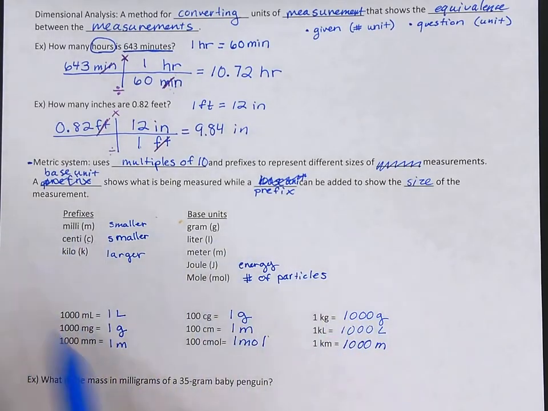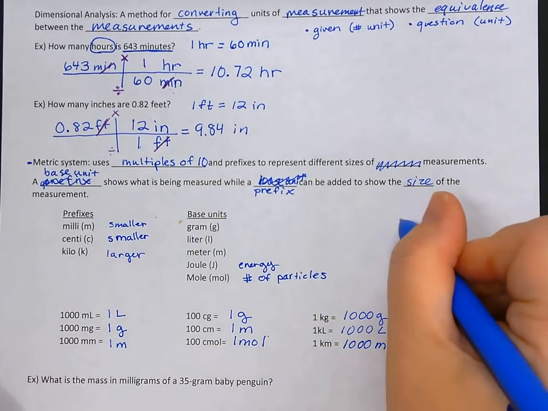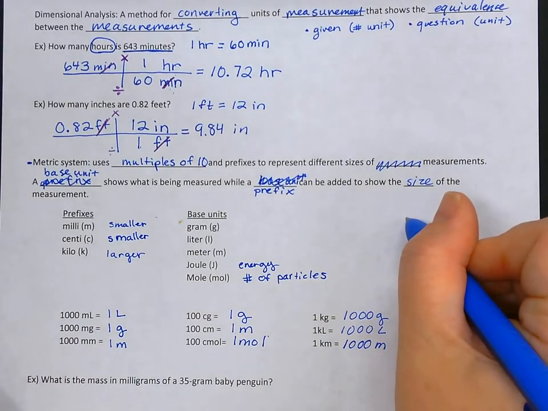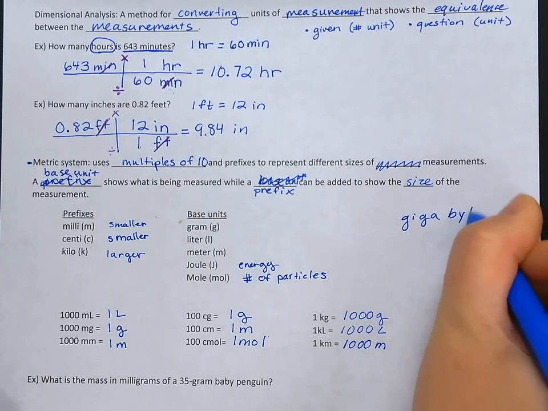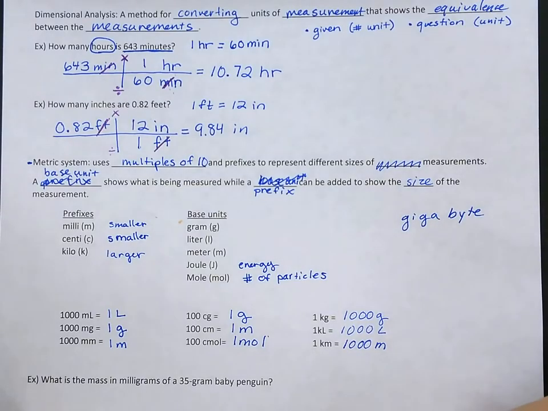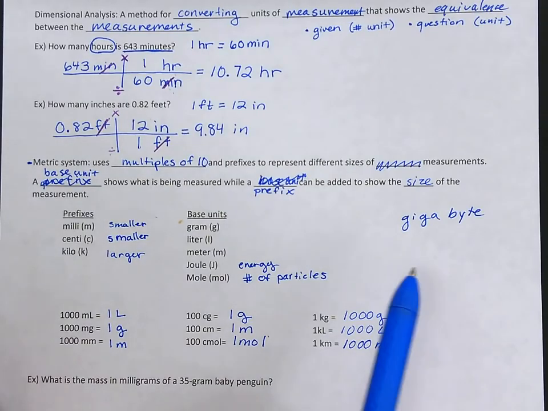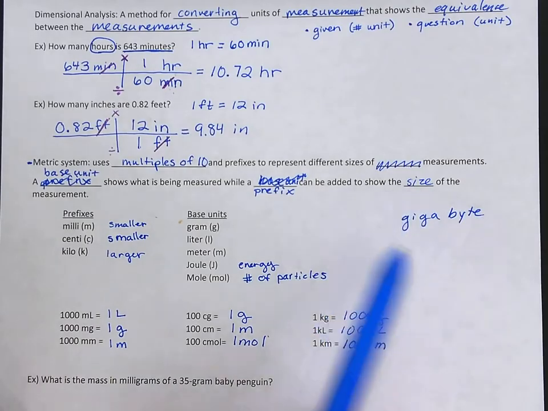Now, you might have heard some of these things before, or you might have heard similar ones. If you've ever heard of our phones, they use gigabytes of data. Well, giga is a prefix and byte is a base unit of data storage. We also store in megabytes and terabytes, right? So that's another one you might be familiar with.